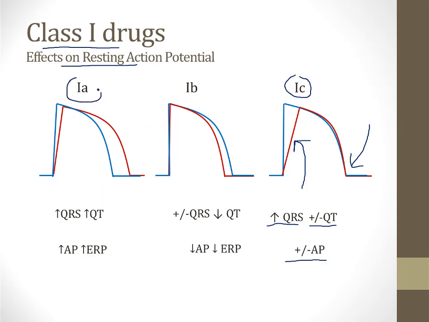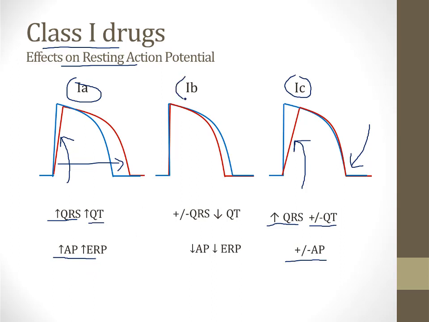Next, let's talk about the 1A drugs. These drugs also block sodium channels and increase the time it takes for phase 0 to occur. This results in a lengthening of the QRS complex on the surface EKG. These drugs also have some potassium channel blocking effects, therefore they stretch out the action potential, and that will increase the QT length on the surface EKG. These drugs also therefore increase the action potential duration and the effective refractory period.